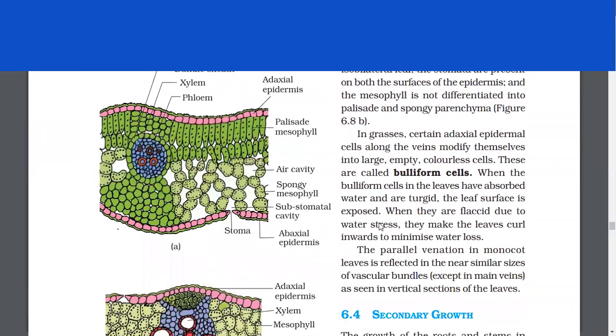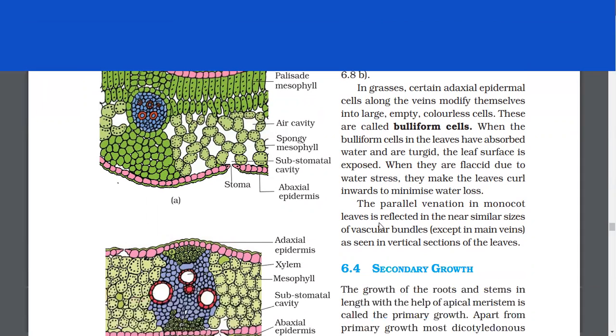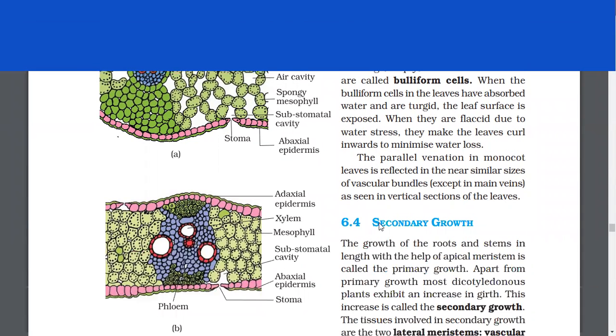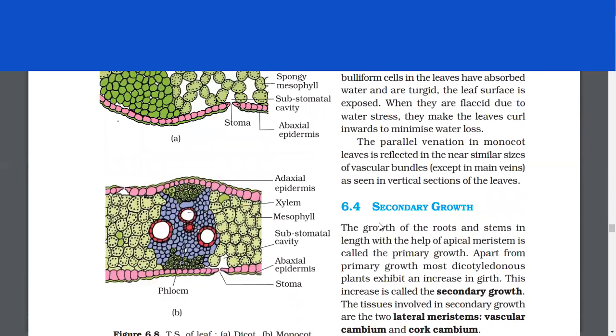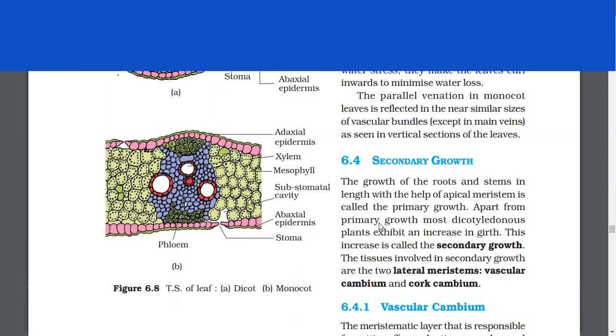In grasses, certain adaxial epidermal cells along the veins modify themselves into large, empty, colorless cells. These are called bulliform cells. When the bulliform cells in the leaves have absorbed water and are turgid, the leaf surface is exposed. When they are flaccid due to water stress, they make the leaves curl inwards to minimize water loss. The parallel venation in monocot leaves is reflected in the near similar sizes of vascular bundles, as seen in vertical sections of the leaves.